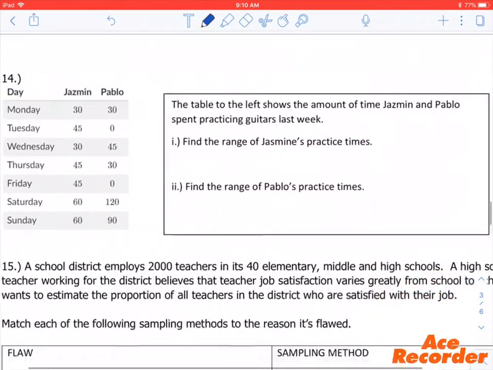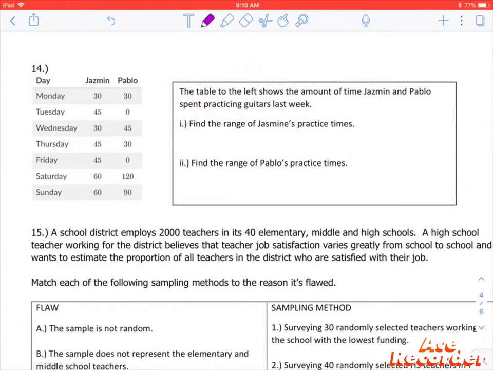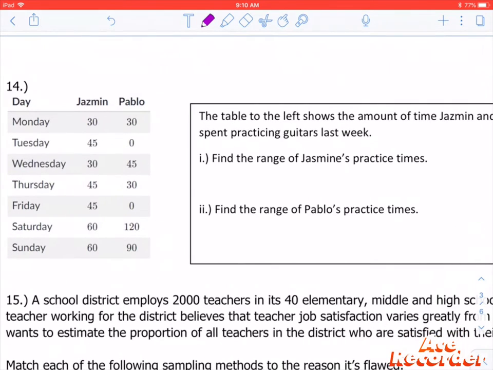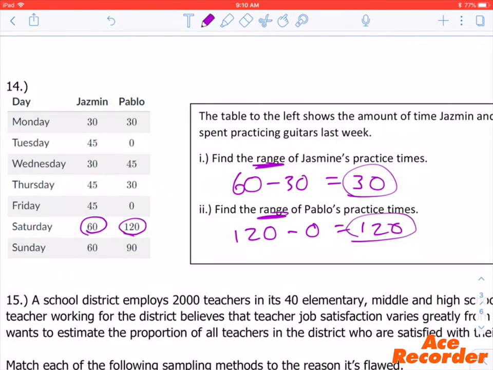So on the next page, we're kind of doing the same thing. Number 14, we have the table to the left shows Jasmine and Pablo's practicing minutes. So find the range of Jasmine's practice times. Since it's the range, we just need the highest minus the smallest. So the highest was 60, smallest was 30. So her range was 30. Whereas Pablo, highest was 120, lowest was 0. So 120 would be his range. That's all there is to that one.